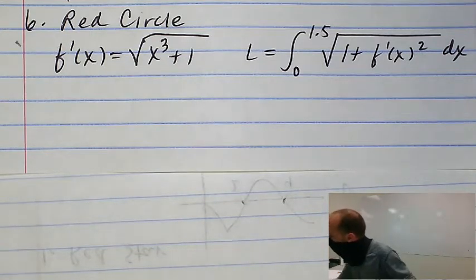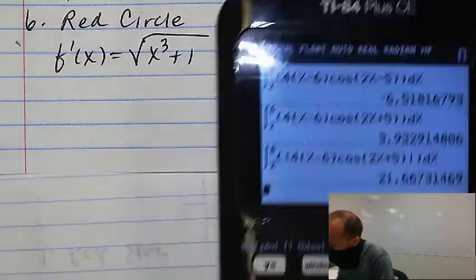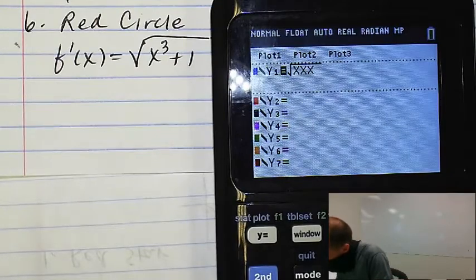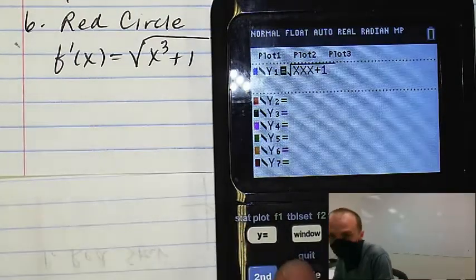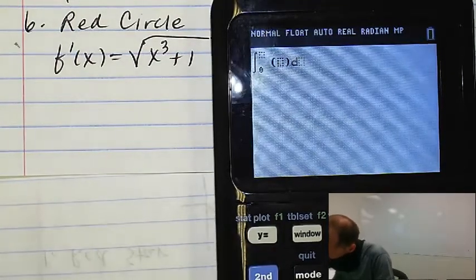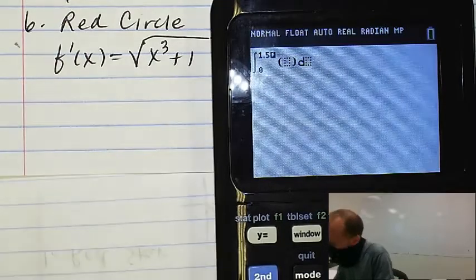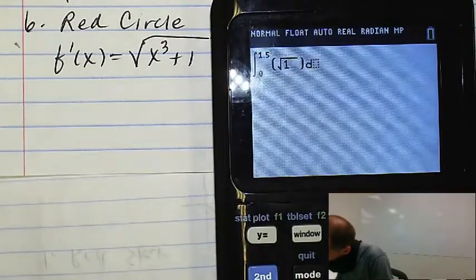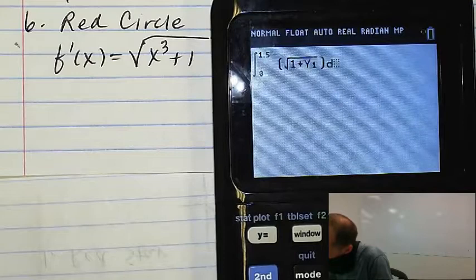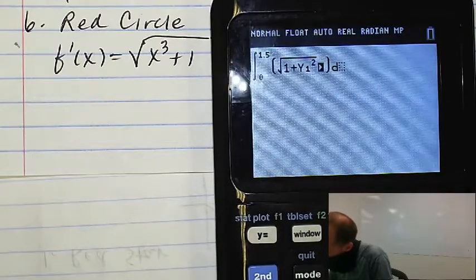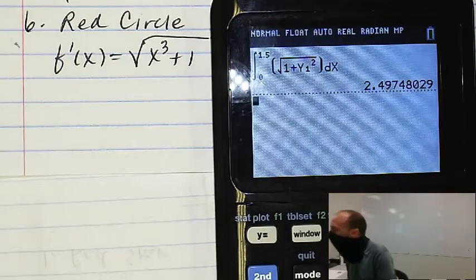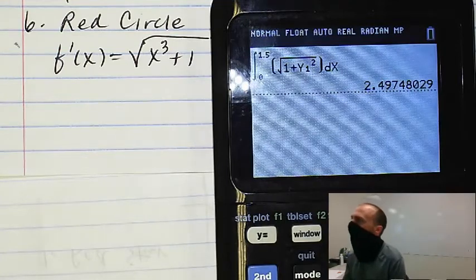So, all right, I need a calculator. I'm going to type in the square root of x to the third plus 1. I need to integrate from 0 to 1.5 the square root of 1 plus f prime of x. I typed into y1, just making sure, yeah. Don't forget to square dy dx, and then that'll be 2.497, which, yeah, that's answer choice B. Okay. All right.